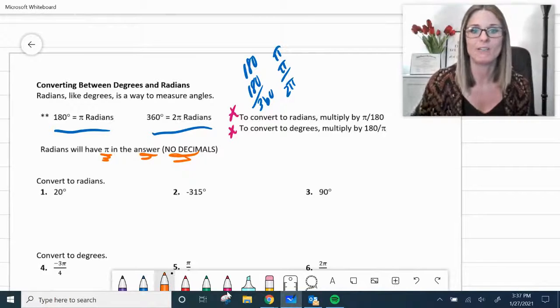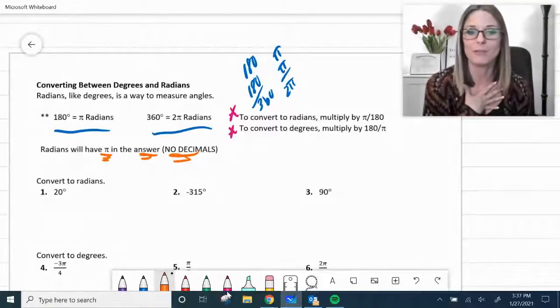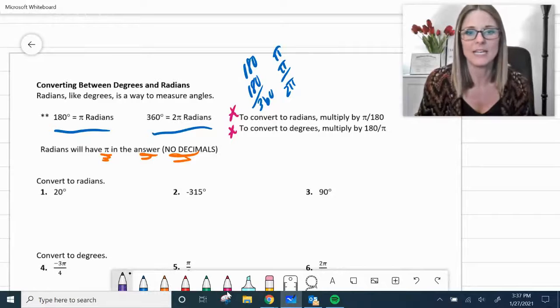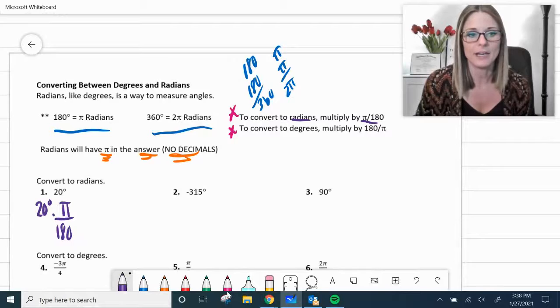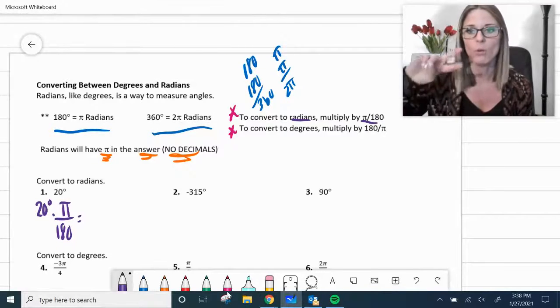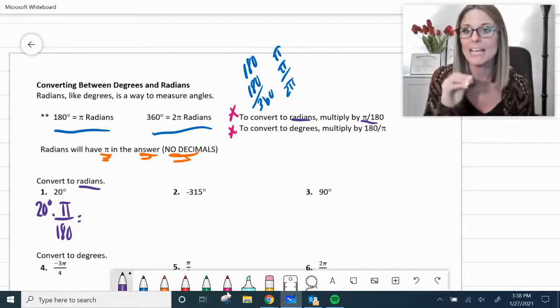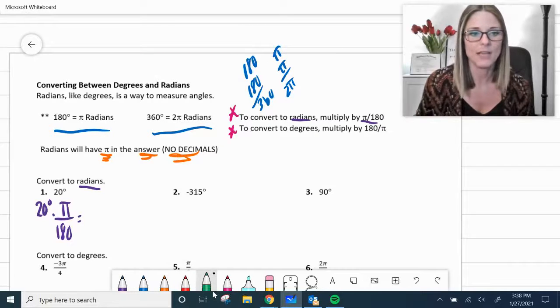First one we're going to do is convert degrees, which we've lived with our whole lives, to radians. If I wanted to convert to radians, I'm going to multiply by pi over 180. So I'm going to take 20 degrees and multiply it by pi over 180. Now I'm going to give you a memorization tool to help you know which one to multiply by. We just said radians are going to have pi in the answer. So when I multiply, I'll be able to cross cancel my numbers and pi will stay.